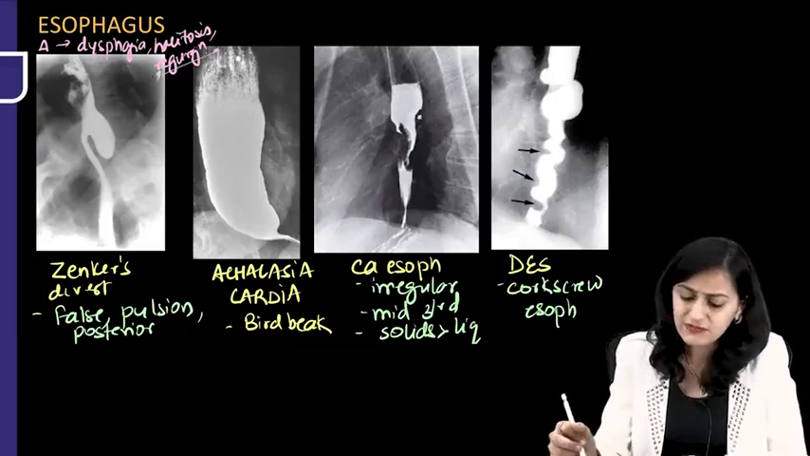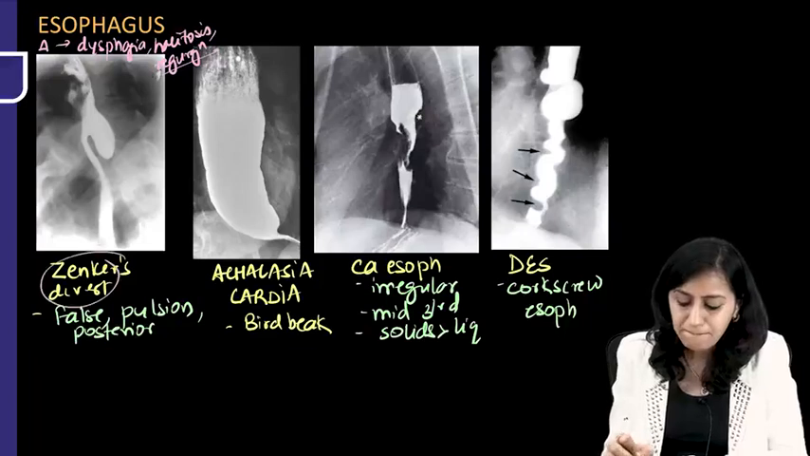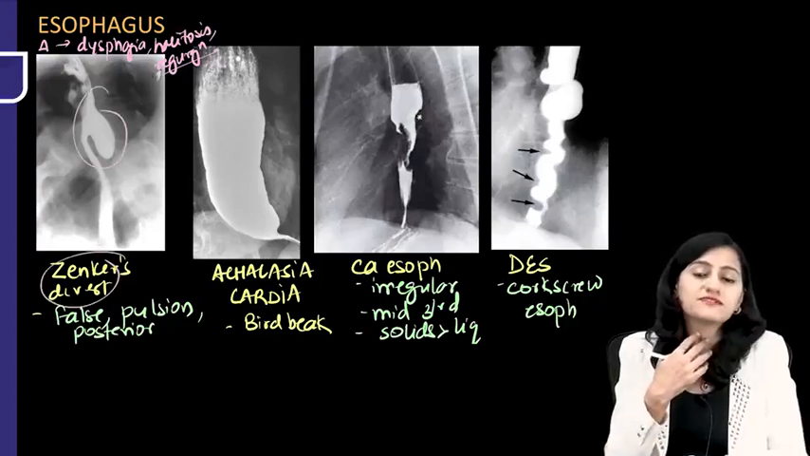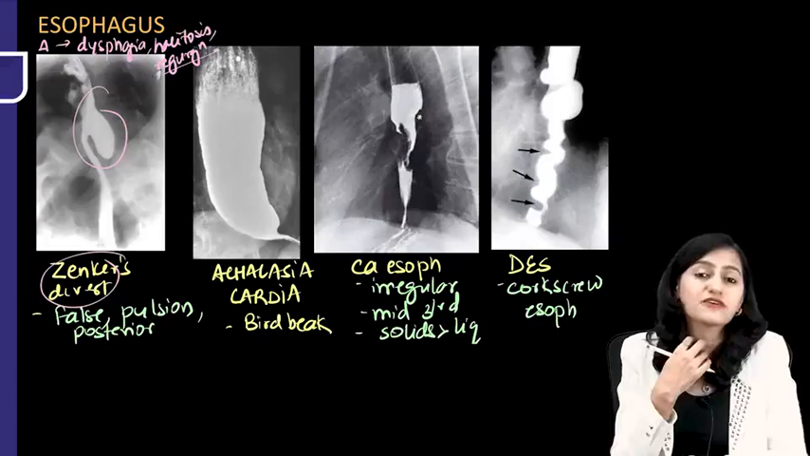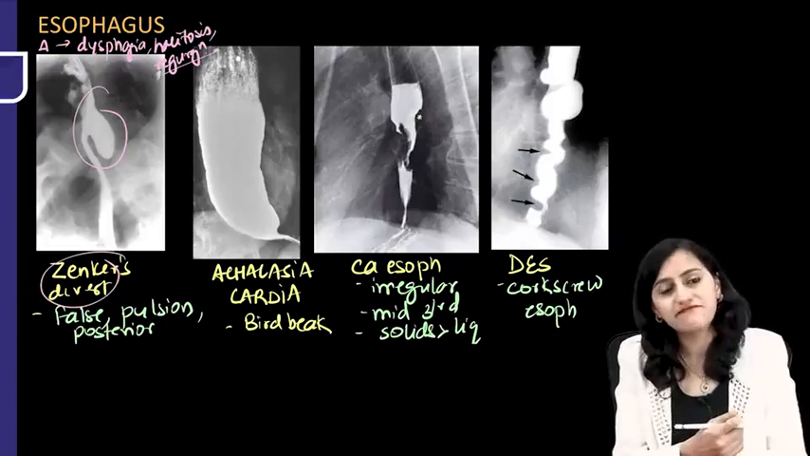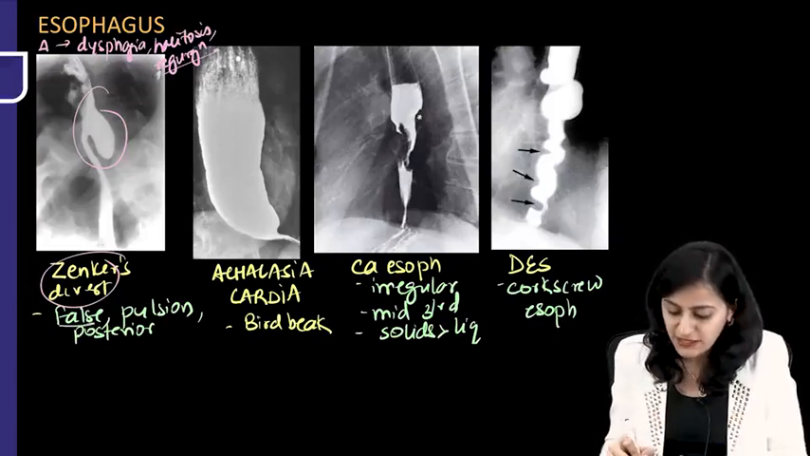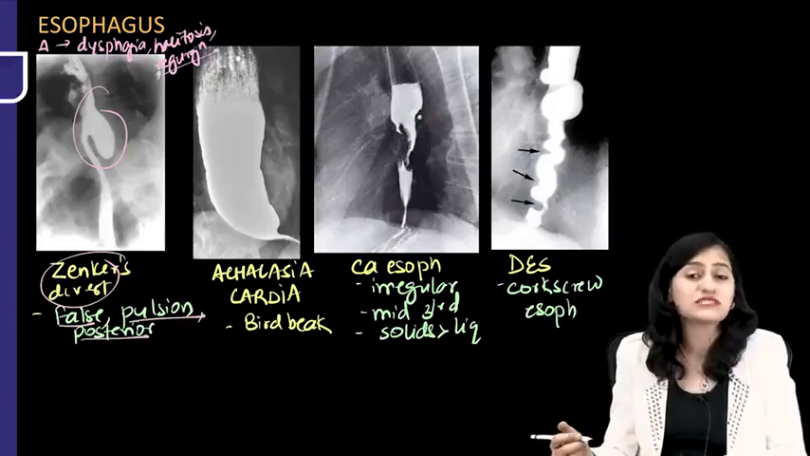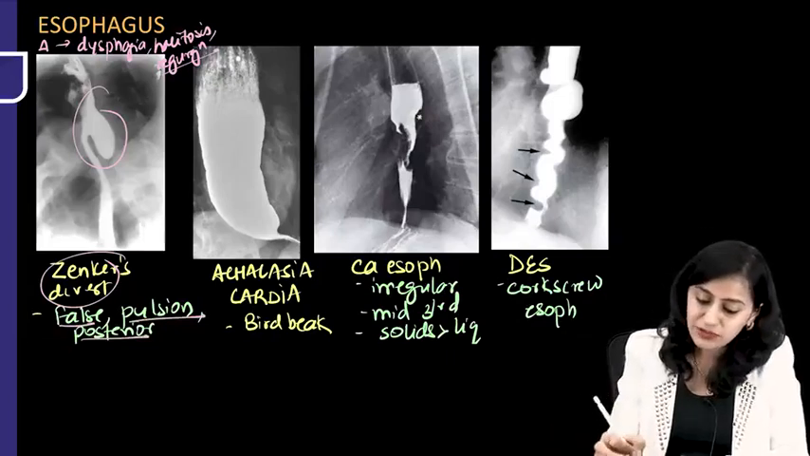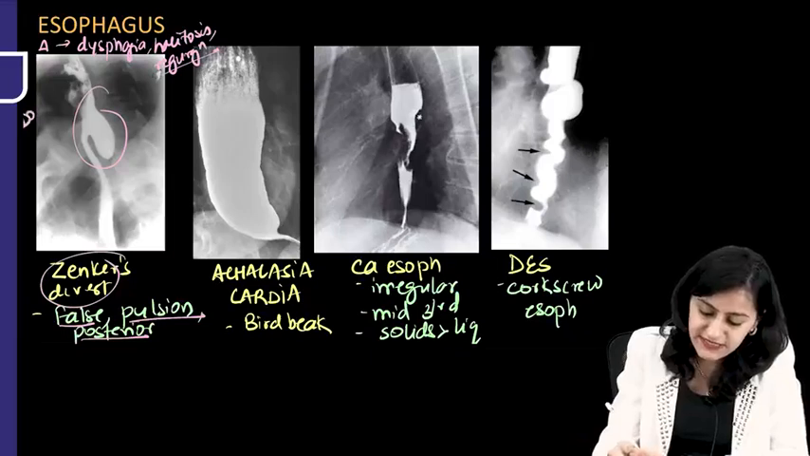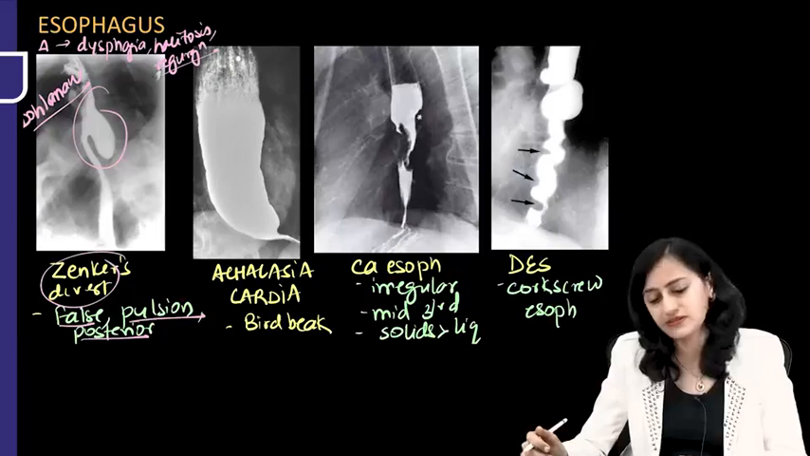And Zenker's diverticulum is a diverticulum in the upper esophagus, right? Upper esophagus between the thyropharyngeus and cricopharyngeus part of the inferior constrictor muscle. It's a false diverticulum, pulsion diverticulum, posterior diverticulum. What surgery do we do for Zenker's? It is Dolman's procedure. Okay, it is Dolman's procedure which is done for Zenker's.